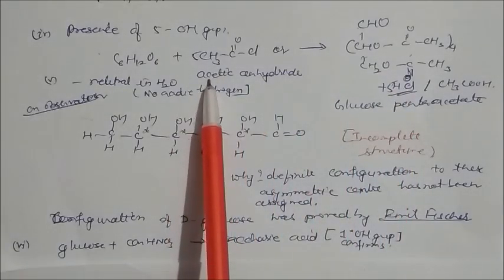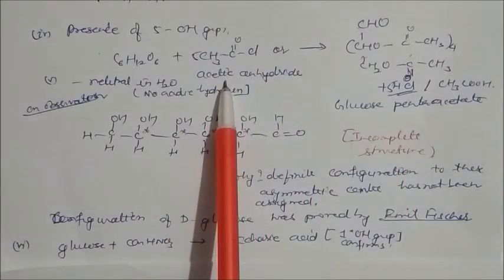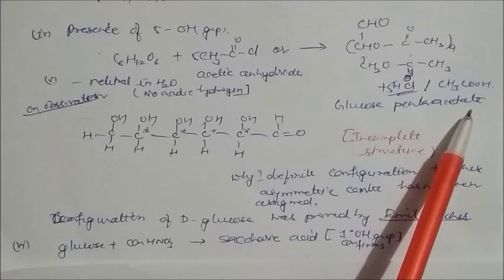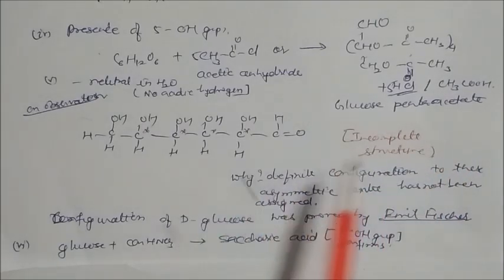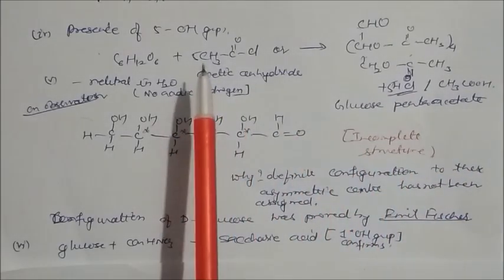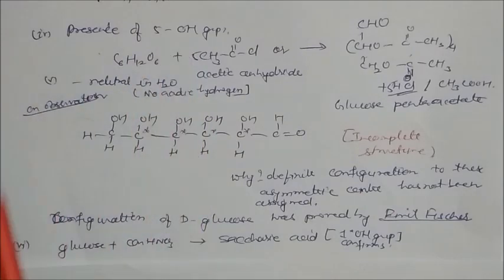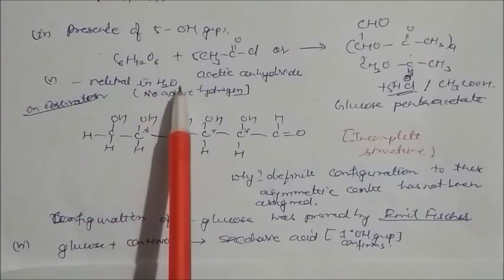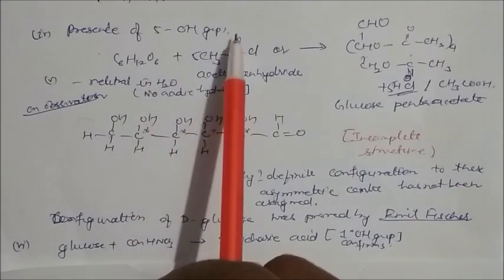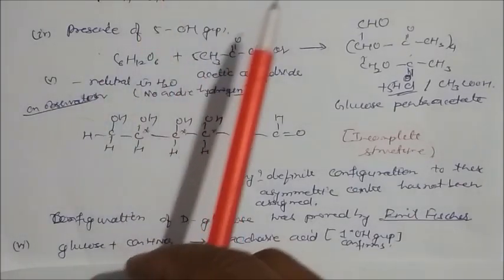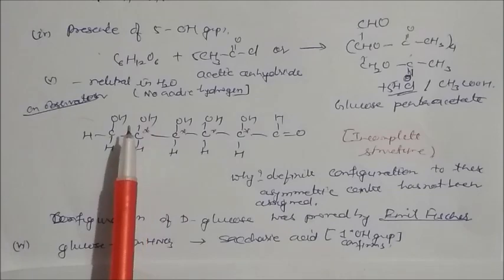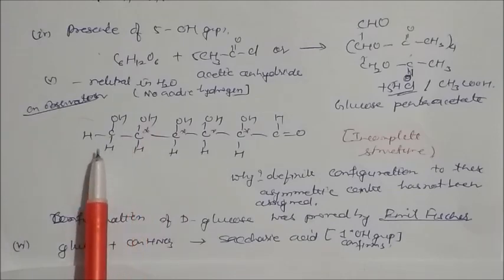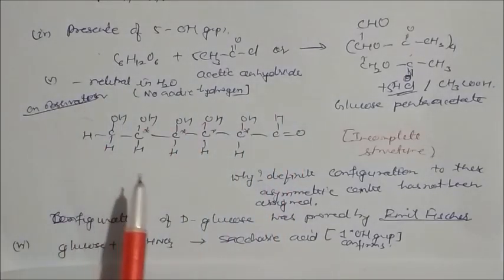If you are using acetic anhydride, you will get the products acetic acid and glucose pentacetate. Glucose pentacetate means it consists of 5 OH groups, and it does not contain an acidic compound. Why? Because it is neutral towards water. So by seeing all these structures, the glucose molecule ultimately got this type of structure, but this was an incomplete structure.